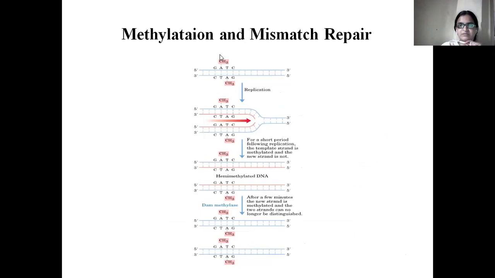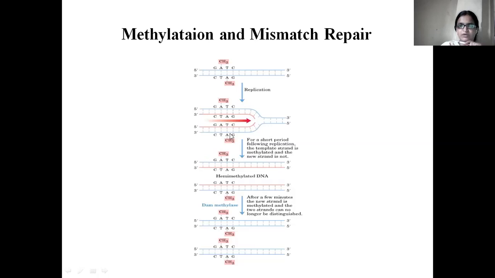So this is the methylation we have seen on both the strands. GATC is there. Here also GATC is there. Here also GATC is there. On the adenine, a methyl group is added. So this is the parent DNA. And after replication, this is the old strand that is having the methyl group, and the pink one is the new strand.